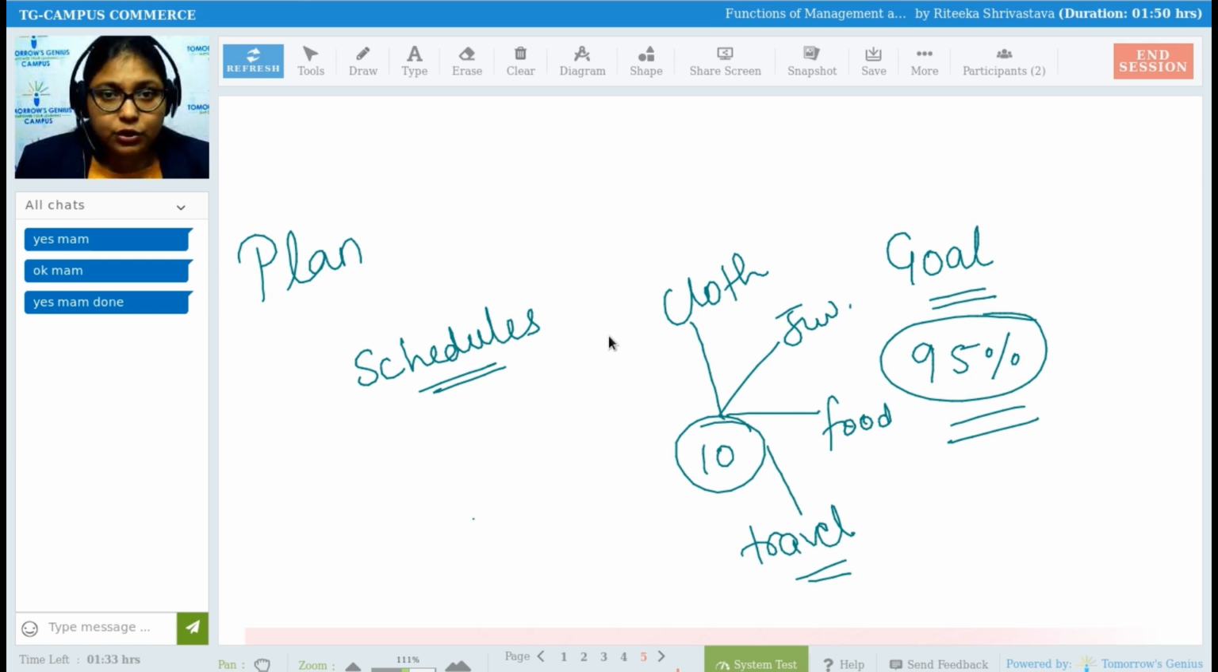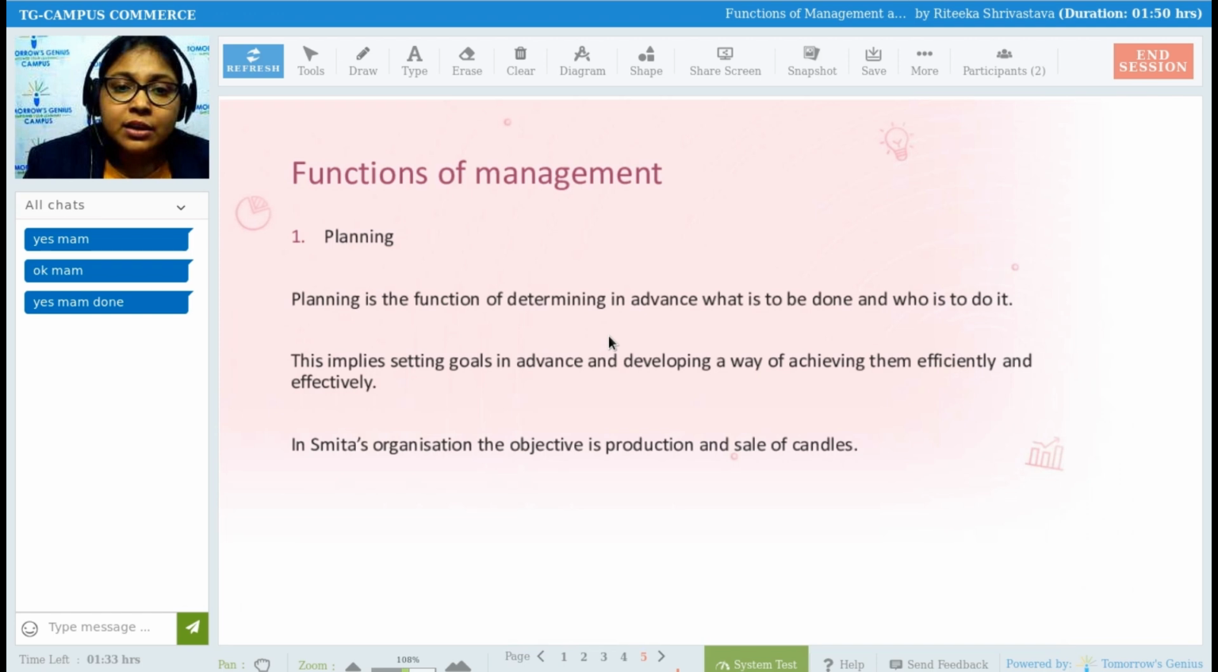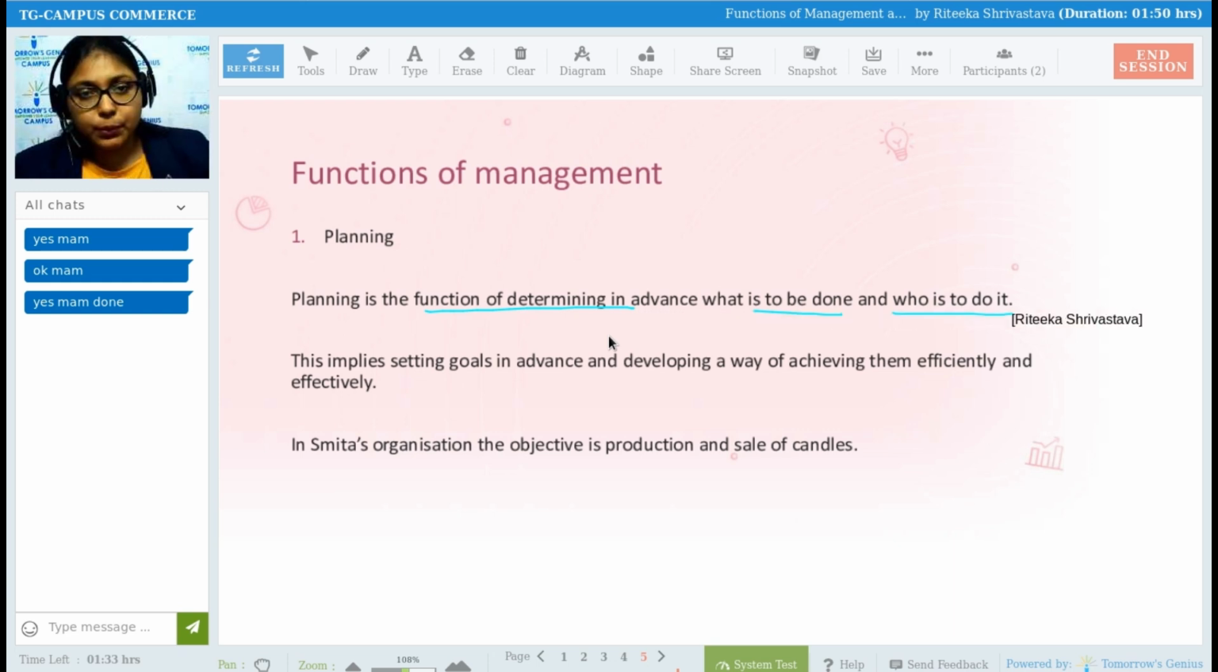In the same way, every organization, every company, every business has its own plan and its own objective. And to achieve that objective, it will make a plan. So let us read the line. Planning is the function of determining in advance what is to be done and who is to do it. So what needs to be done, and who is going to do it, is decided in planning.